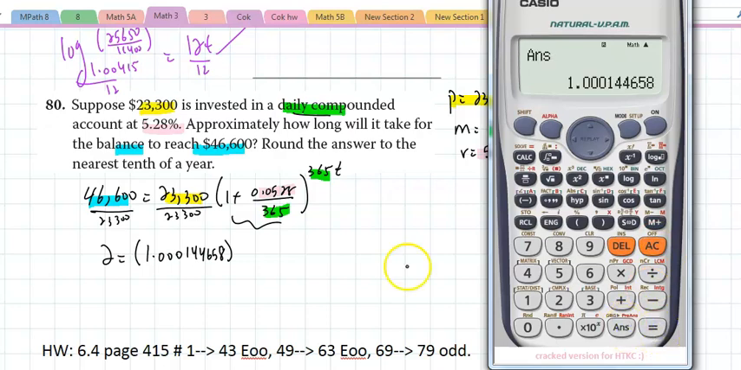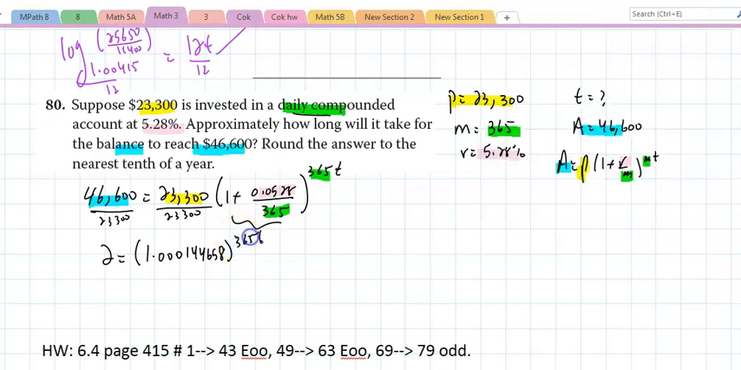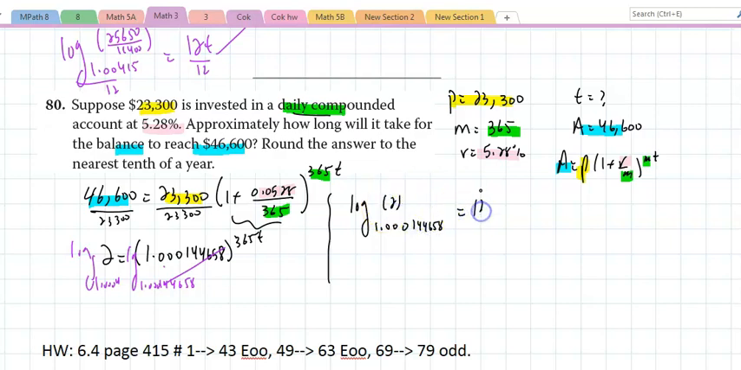Now you do notice that this is saved on my calculator in answer, right? If I click answer, it's that number raised to the 365t. Now what? I'm going to take the log of both sides. What base should I use? Shouldn't I use this base for me to eliminate the logs? Again, this is from the previous section, right? And here, those will undo each other. So I'm looking at log base 1.000144658 of 2 equaling 365t. So divide by 365, and there it is.